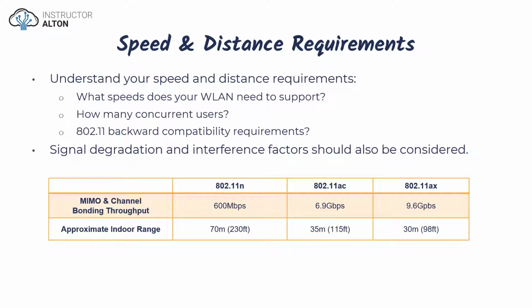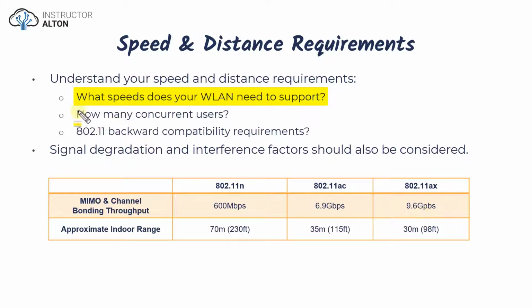The next thing that we need to consider is our speed and distance requirements. With any network, speed and distance is going to be important, and especially with wireless, distance is really important. So you need to ask a couple of important questions. Number one, what speeds does your wireless network need to support? Is it okay with 802.11n with 600 megabits per second? Or do we need to be up into the gigabit speeds with 802.11ac or 802.11ax?